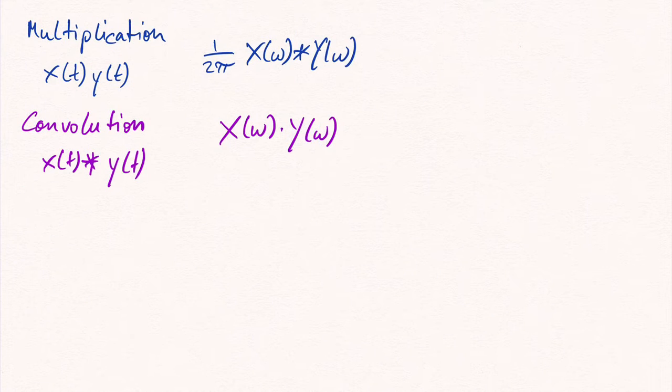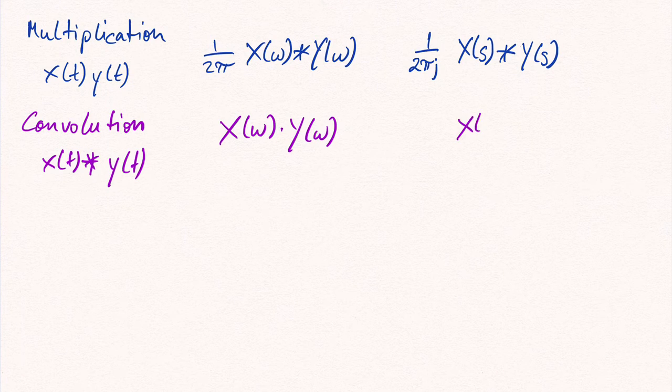Similar to the properties of the Fourier transform, a multiplication in the time domain is a convolution in the s domain, but this time multiplied by 1 over 2 pi j. And if the signals x and y are convolved in the time domain, they're multiplied in the frequency domain and also in the Laplace domain.